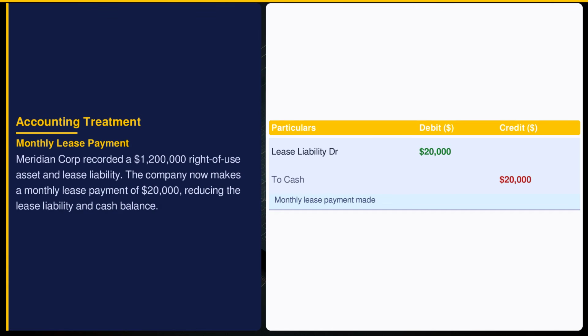Each monthly lease payment reduces both the lease liability and cash. For Meridian Corporation, paying $20,000 monthly decreases the lease liability while also affecting the cash. This reflects the cash outflow and liability reduction, aligning with International Financial Reporting Standards requirements for lease accounting, ensuring the asset-liability balance reflects actual economic events.